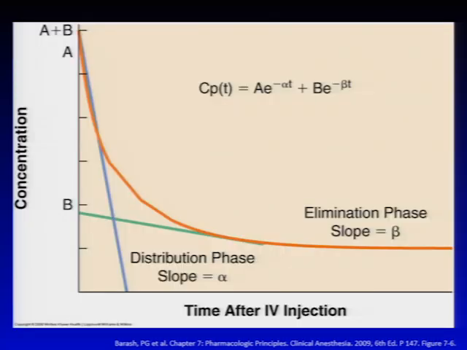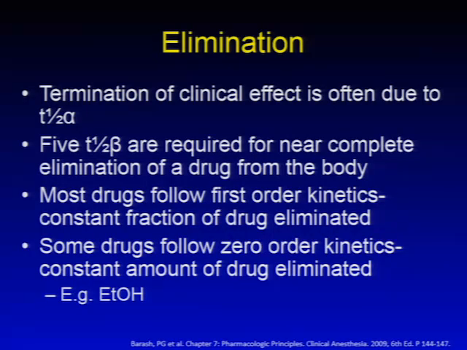So if we look at the graph here, and we look on the x-axis, the time after injection, there's initially a very rapid decrease in the plasma concentration. This is due to the distribution phase, and the slope of this line is the alpha elimination half-life. There's then a much slower, steadier decrease in the plasma concentration. This is due to true metabolism and excretion, and the slope of this line is the beta elimination half-life. So to summarize, the termination of clinical effect is often due to the alpha elimination half-life.